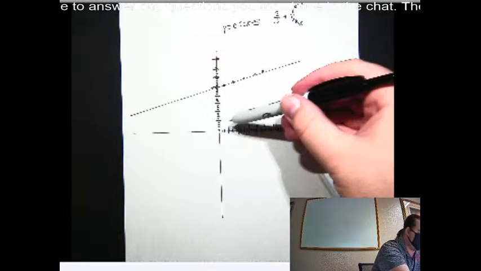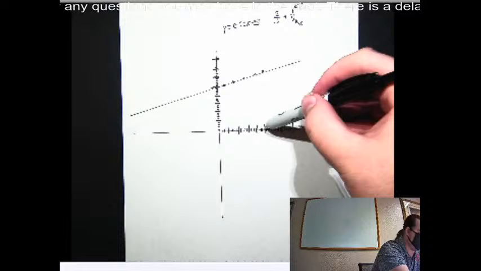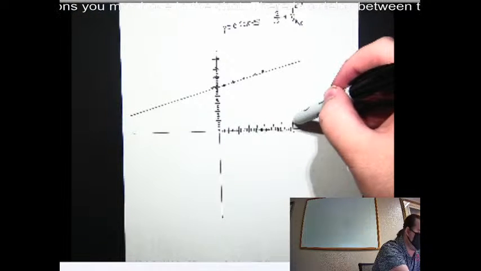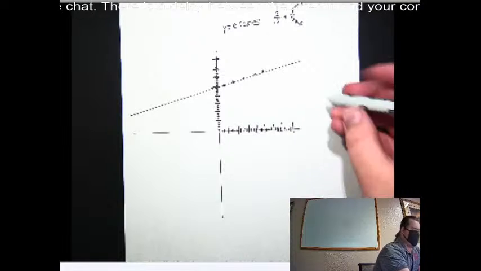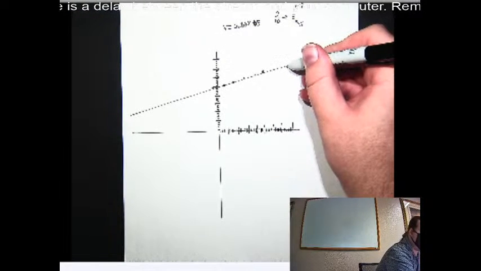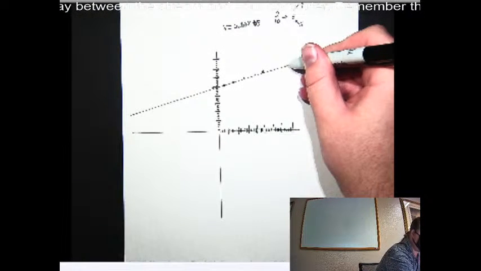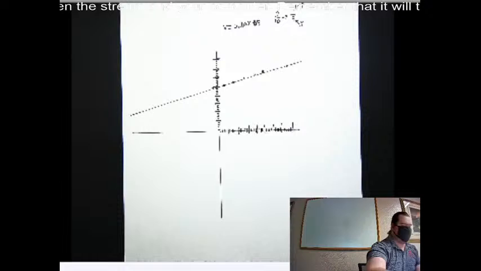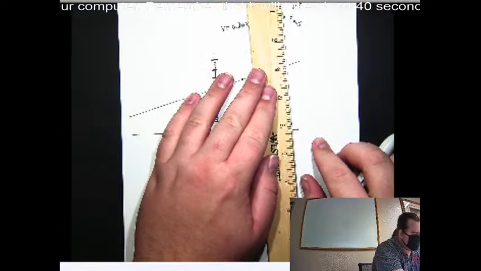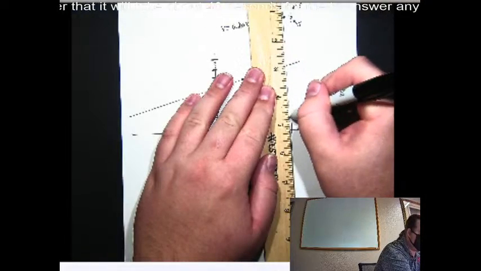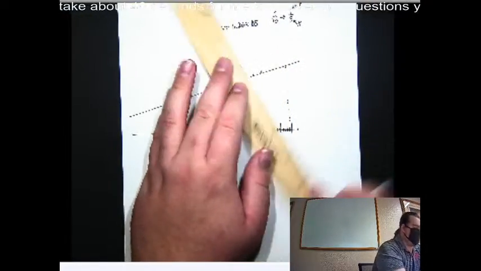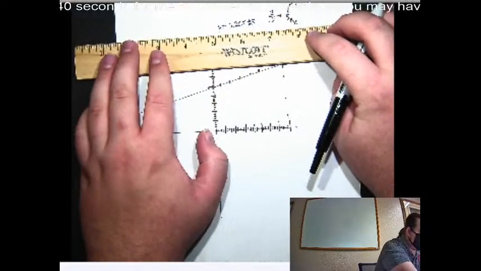So, for instance, let's see, 5, 10, 15, 20, 25, 30, 35, 40. If we did 40 minutes, that would get up to here. Okay. What would that represent on our y?